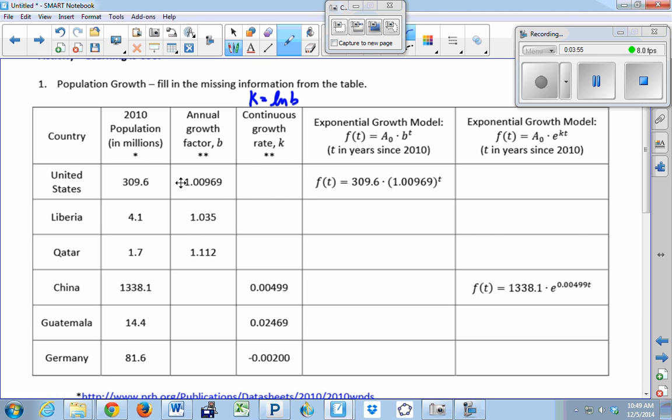So here's b right here, and the first one for the United States. So to get k, we would just take the natural log of this number, and we would have the continuous growth rate. Down here for China, we have the continuous growth rate. So to get the annual growth factor, to get b, you just take e to the k. So you can move back and forth between these two columns and then use either model, rewrite the population growth rate using either model here. So that's what you'll be doing in about a half an hour.